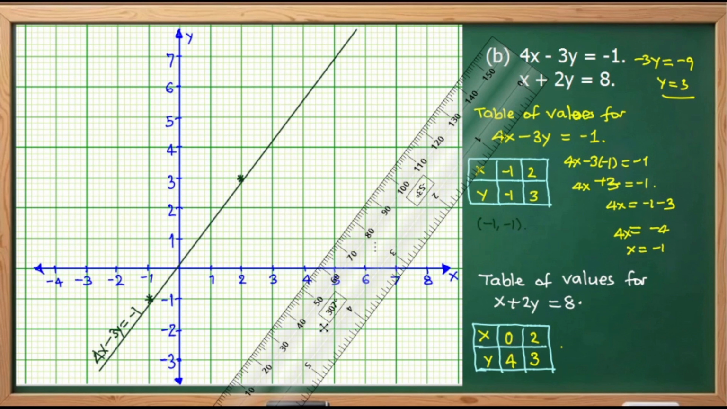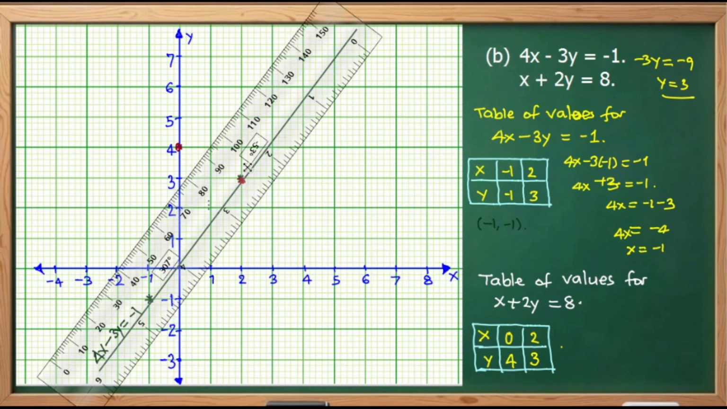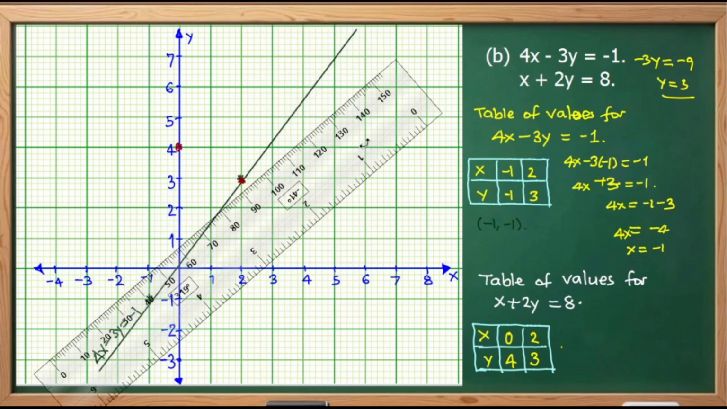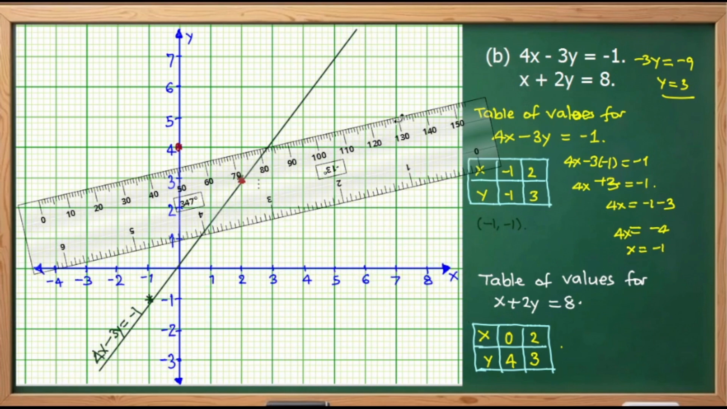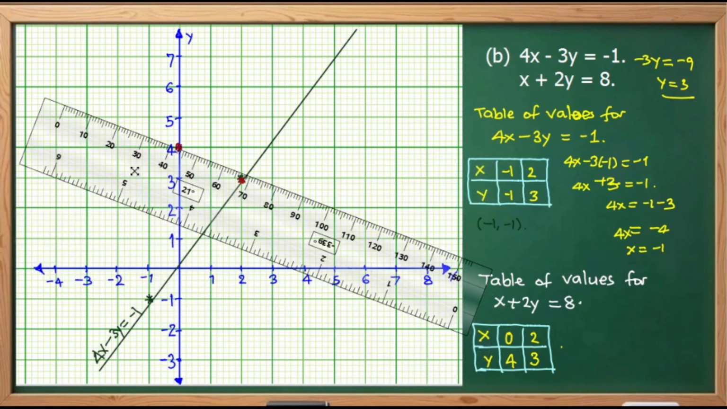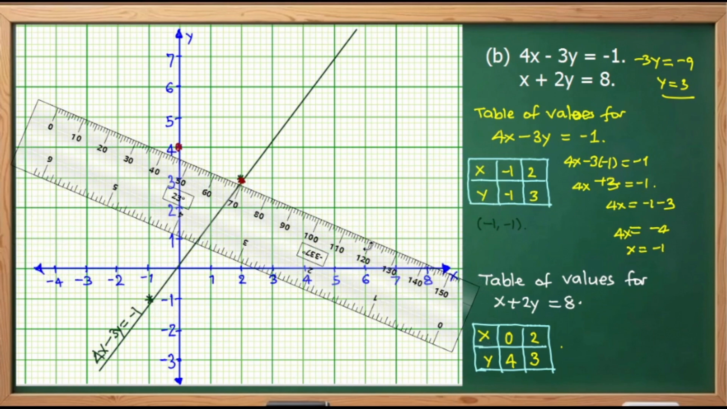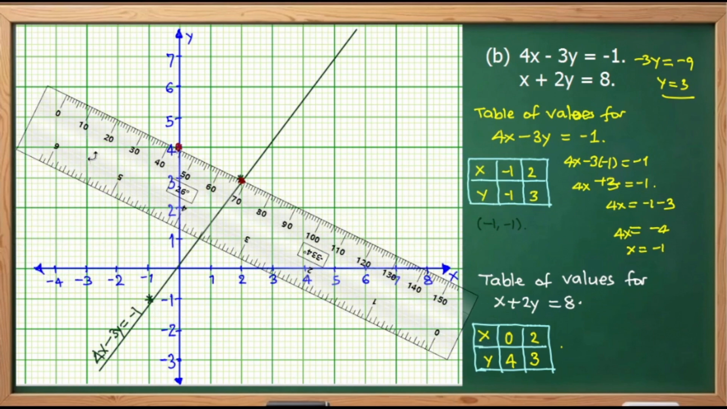So we have 0 and 4, that is the first point, and then 2 and 3, 2 for x, 3 for y, is the same point here. And that is good news that these 2 points are intersecting, meaning that is our solution. So let's go on and also join these 2 points together to get our solution. This one looks fair. Now we can join.